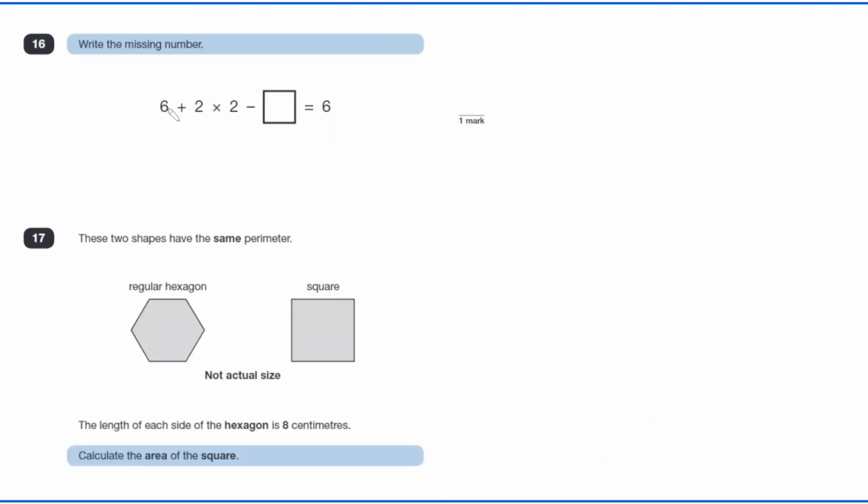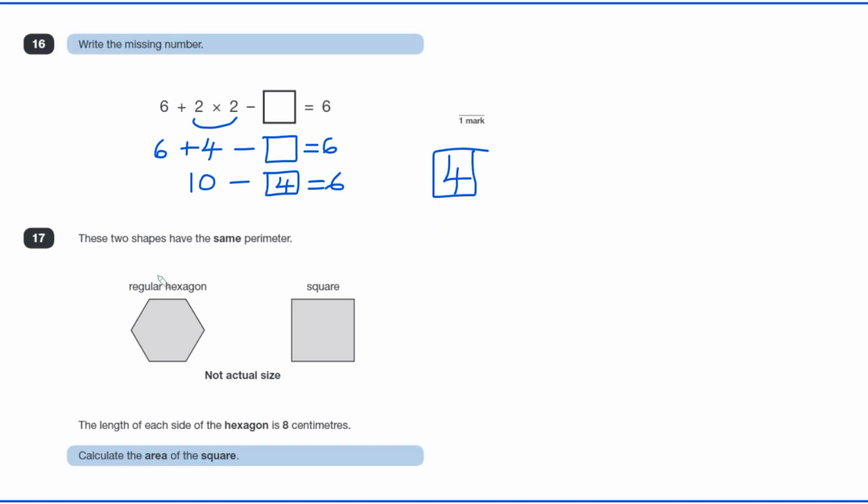Question number 16. Write the missing number. 2 times 2 is 4. 6 plus 4, take away something, equal 6. 6 plus 4 is 10. Take away something, equal 6. 10 take away 4 is 6. So the missing number is 4 is the correct answer.